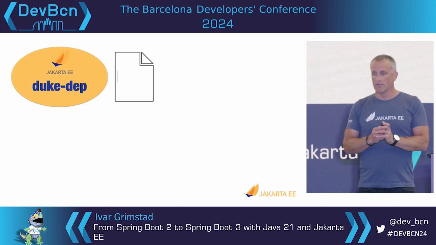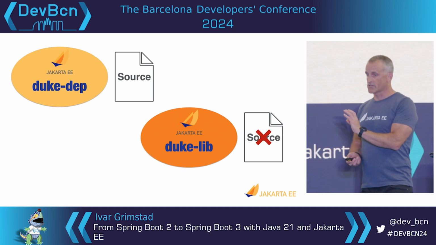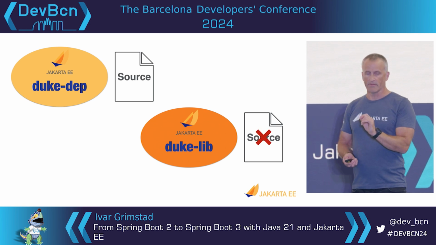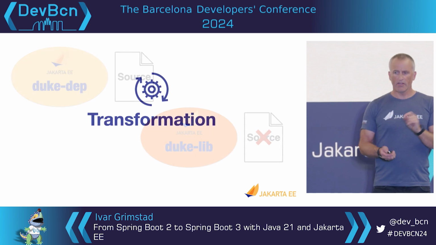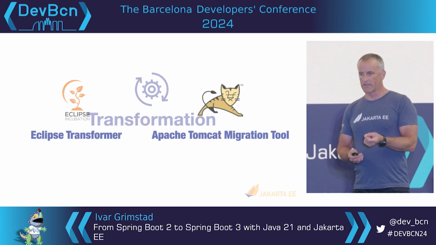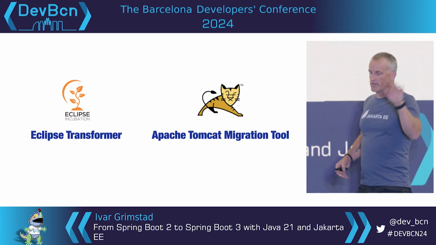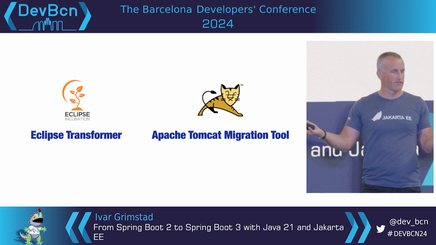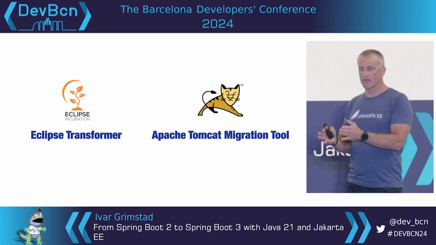So we have the source code for the Duke dependency, that's easy, but we don't have the source code for the Duke library, or dukelib. So how do we solve this one? Well, luckily, there is something called transformation. And transformation comes in these two. There are probably other products out there as well, but these are open source, free, and available. It's the Eclipse Transformer and the Apache Tomcat migration tool.